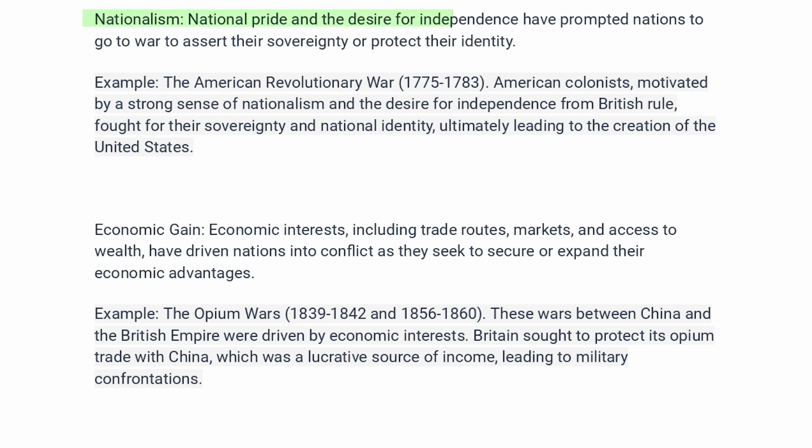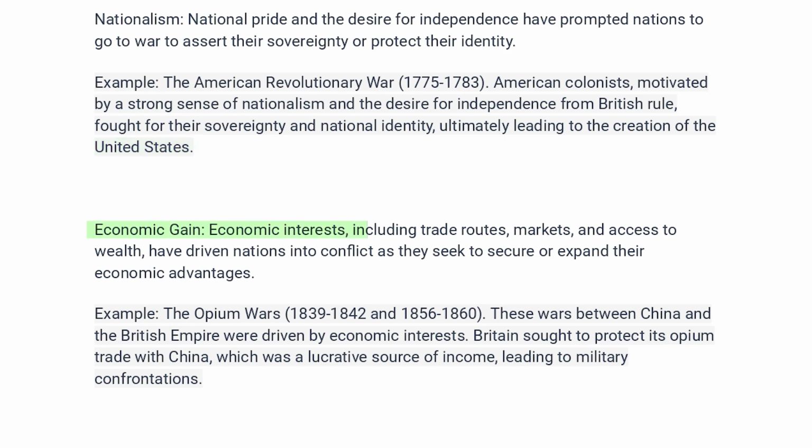Nationalism. National pride and the desire for independence have prompted nations to go to war to assert their sovereignty or protect their identity. Example: the American Revolutionary War, 1775–1783. American colonists, motivated by a strong sense of nationalism and the desire for independence from British rule, fought for their sovereignty and national identity, ultimately leading to the creation of the United States.